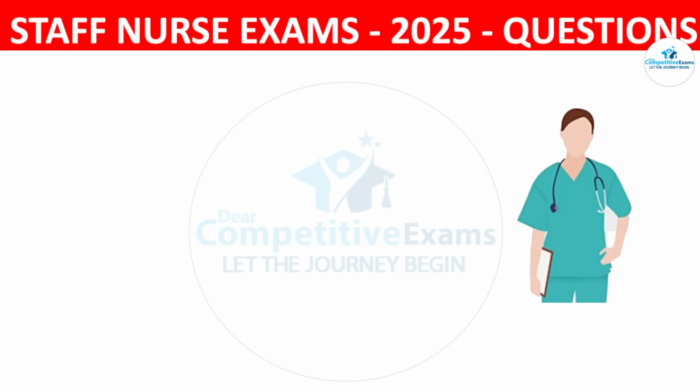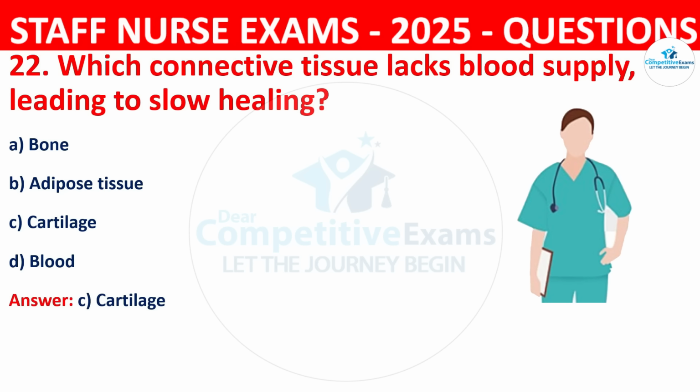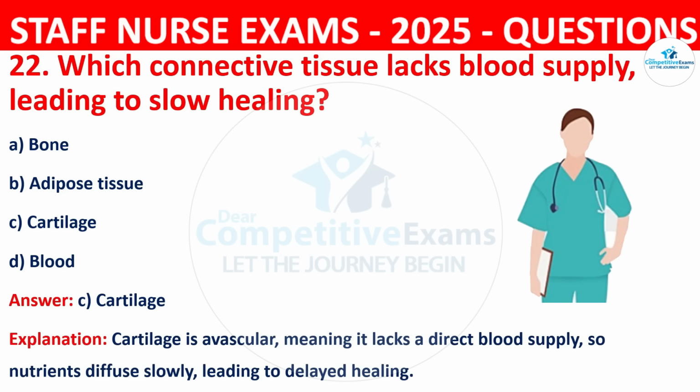Question number 22. Which connective tissue lacks blood supply, leading to slow healing? Options are: bone, adipose tissue, cartilage, or blood. The correct answer is C, that is cartilage. Cartilage is avascular, meaning it lacks a direct blood supply, so nutrients diffuse slowly, leading to a delay in the healing process.